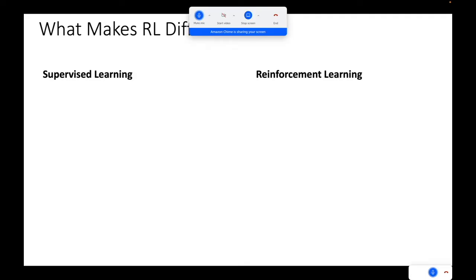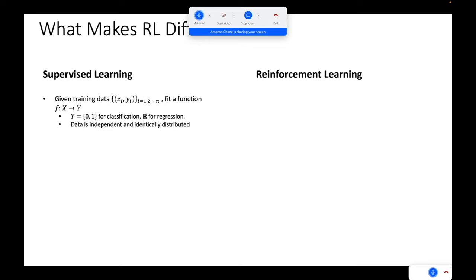What makes RL different from, say, supervised learning is clear when we look at the definition. In supervised learning, we're given a training data set where we have inputs X and output Y. The output can be either binary or nominal or maybe a real target for regression. And the assumption is that data is IID, so it has been sampled independently from the same distribution.